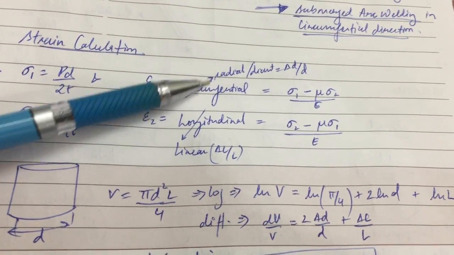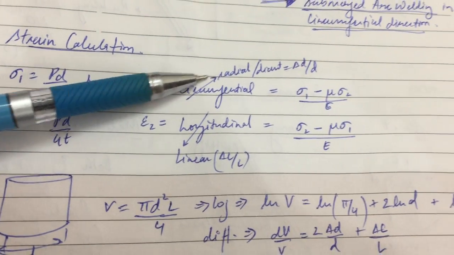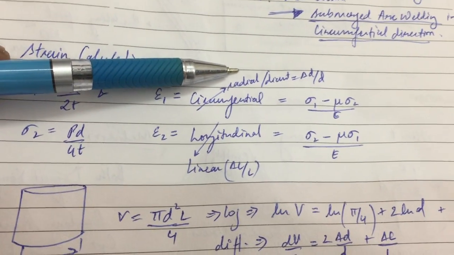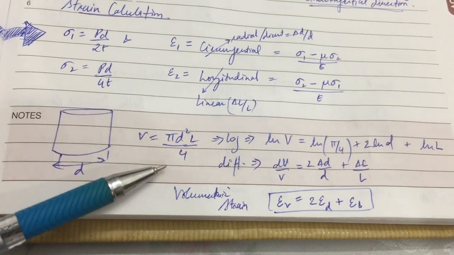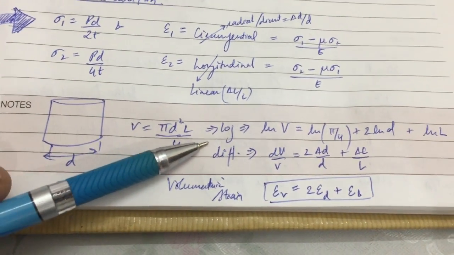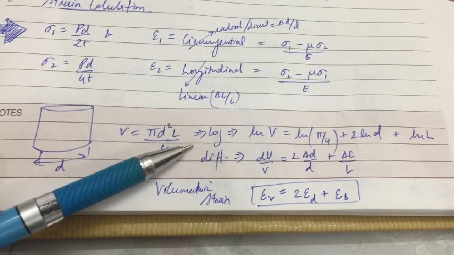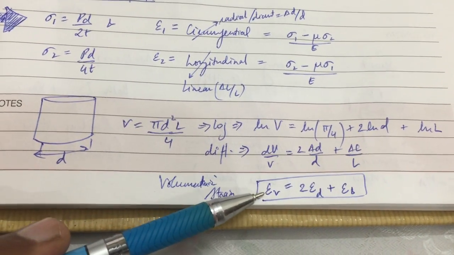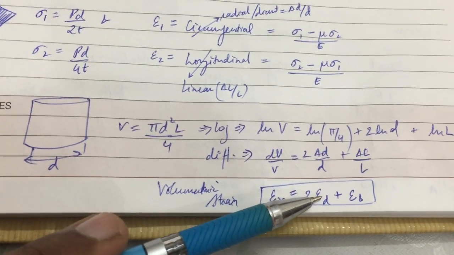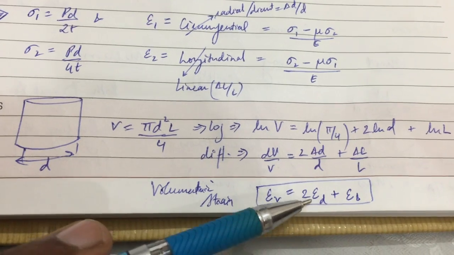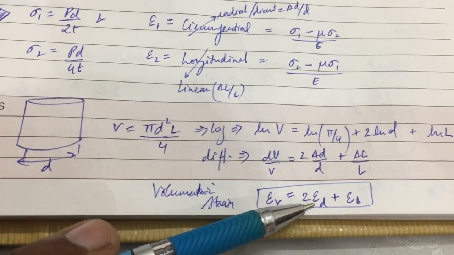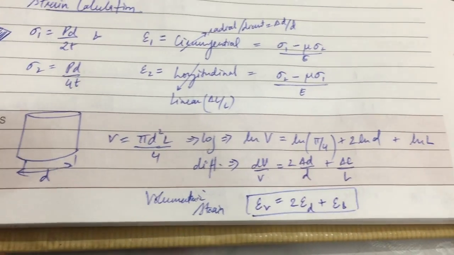And for the circumferential direction, the deformation is a radial deformation, and for the other it is a linear deformation. And if you want to calculate the volumetric strain from this formula of the cylinder, we can take the log of this formula and then differentiate. We will find that the volumetric strain is equal to twice the radial strain plus the longitudinal strain.